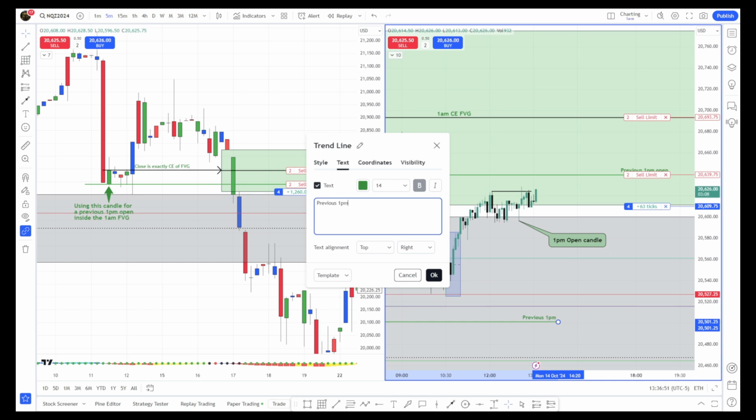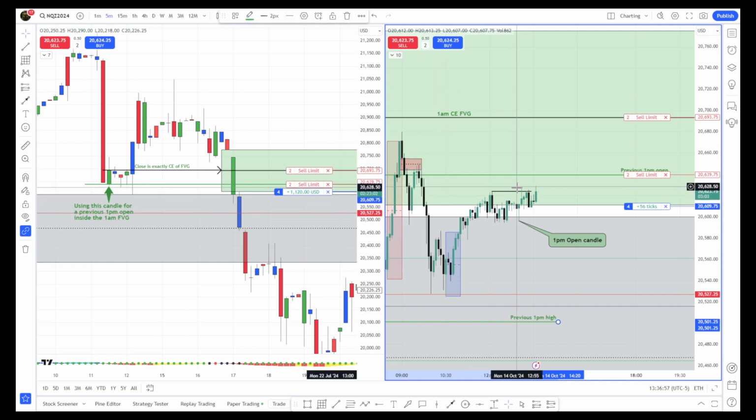And we'll just mark this as previous, was it 1 p.m. high? All right, so now we just ran the previous high. Let's see, do we get displacement through, or are we rejecting and still not closing above this high? This is a weekly fair value gap, by the way.